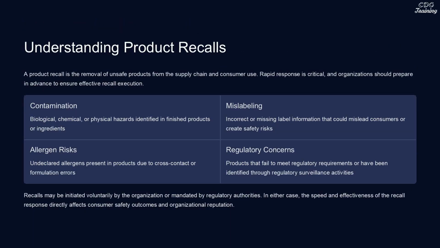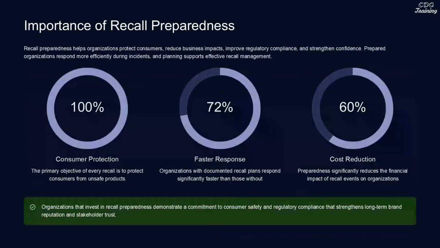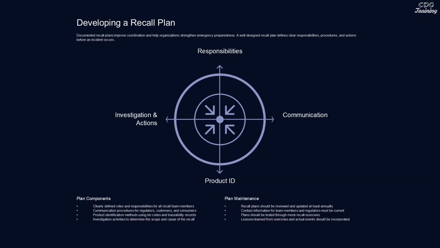A product recall involves removing unsafe products from the supply chain. Rapid response is critical to ensure consumer safety and organizational reputation. Recall preparedness helps organizations protect consumers, reduce business impacts, and improve regulatory compliance. Prepared organizations respond more efficiently during incidents. A well-documented recall plan outlines responsibilities, communication, product identification, and investigation actions to strengthen emergency preparedness.